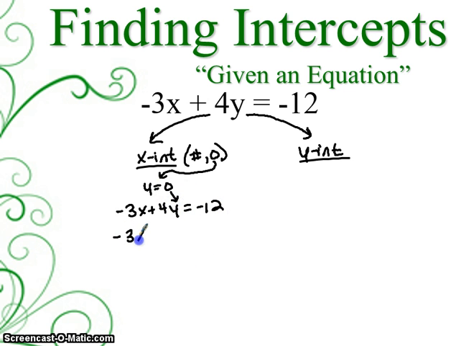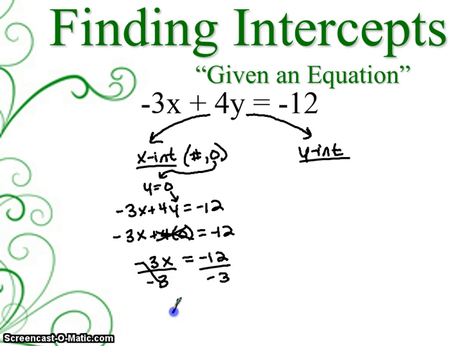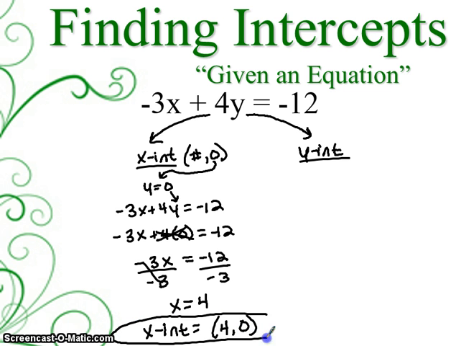So we're going to take our equation and substitute 0 for y. So we have negative 3x plus 4 times 0 is equal to negative 12. 4 times 0 is 0, so we have negative 3x equals negative 12. One-step equation, divide each side by negative 3, and we get x equals 4. So our x-intercept is the point 4, 0.